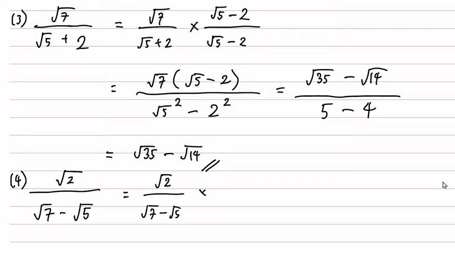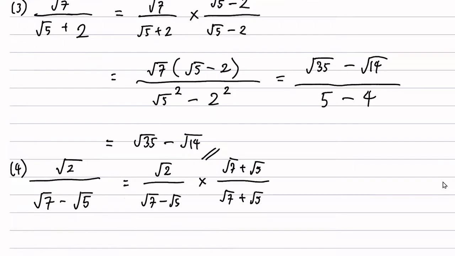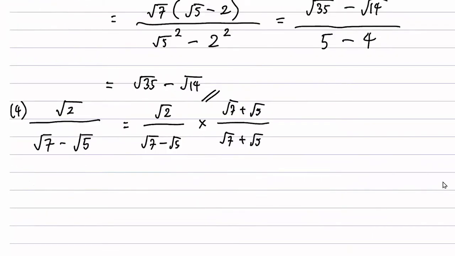Just multiply that by the plus version. So square root 7 plus square root 5, top and bottom, remember? Not just the bottom, top as well. So multiply out, what do I get? Square root 2 times square root 7, square root 2 times square root 5. You get square root 14 plus square root 10.